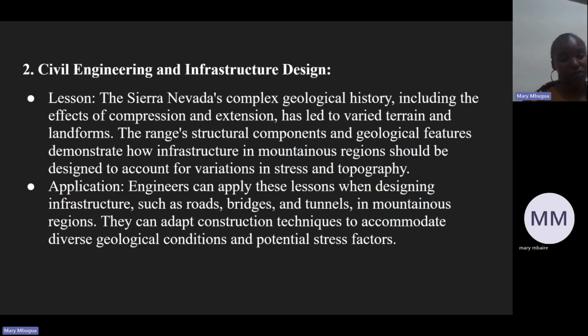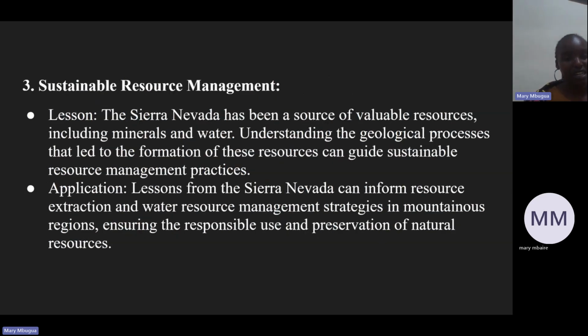Another thing is in civil engineering and infrastructure design, basically coming up with roads, bridges, and tunnels in these very rugged terrain regions, and sustainable resource management, understanding how these resources are generated, the water resources, the minerals that are exposed, and how they can be used.